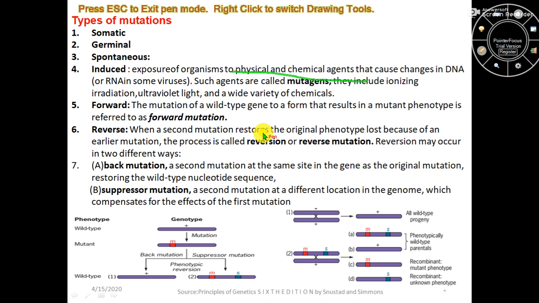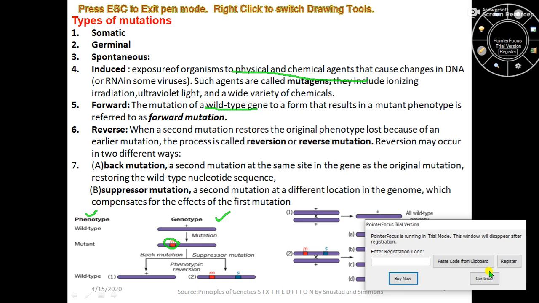Forward mutation means mutation of the wild type gene. The wild type gene changes into a mutated gene. That is forward mutation. The mutation of the wild type gene results in a mutant phenotype. That is wild type and that is mutant type. This is the phenotype of the wild type, and this is the genotype of the wild type, and in this region, the M region, is mutated. So this is forward mutation.